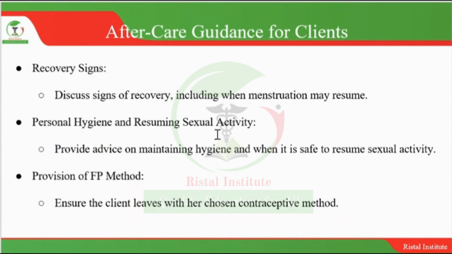Personal hygiene and resuming sexual activity. The mother has to be informed about the importance of maintaining good personal hygiene, and also that sexual activity can be resumed after 6 weeks. But she needs to know that the resumption of sexual activities after 6 weeks can lead to conception. Because of that, she needs to take family planning or find other ways of making sure that she does not conceive. Provision of family planning method. Ensure the client leaves with her chosen contraceptive method.